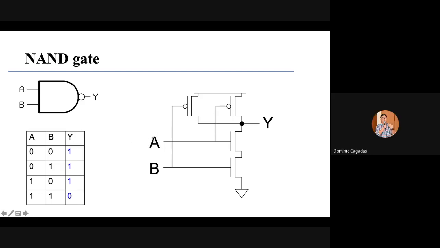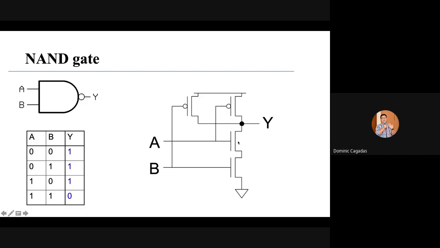If A here is low, 0, and your B is also low, 0, A is 0, B is 0, then the only transistors that will turn on are the PMOS. So the PMOS here is on, and the PMOS here is also on.